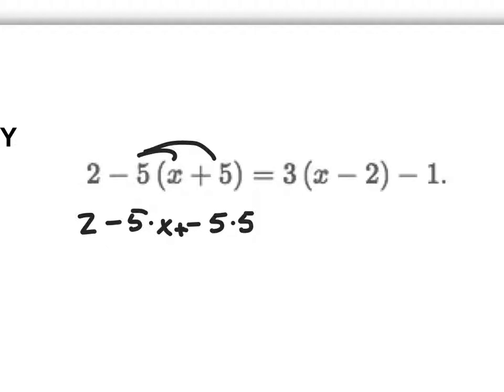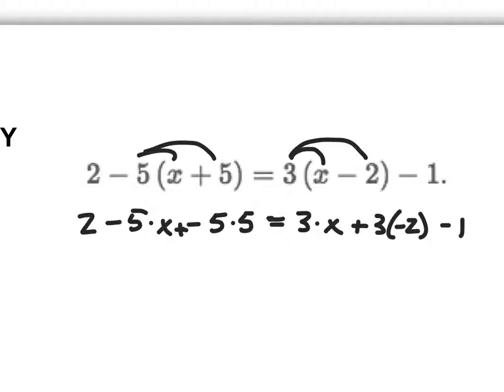This is where we have a tendency to make mistakes, and it happens to me all the time. Most of the mistakes I make are just sign errors, or I write down the wrong number, so just be careful. On the other side of the equal sign, I want to distribute my 3. So I've got 3 times x, and then plus 3 times negative 2. I'm going to put that in parentheses, because it never hurts to put these numbers inside parentheses. And then we subtract 1.